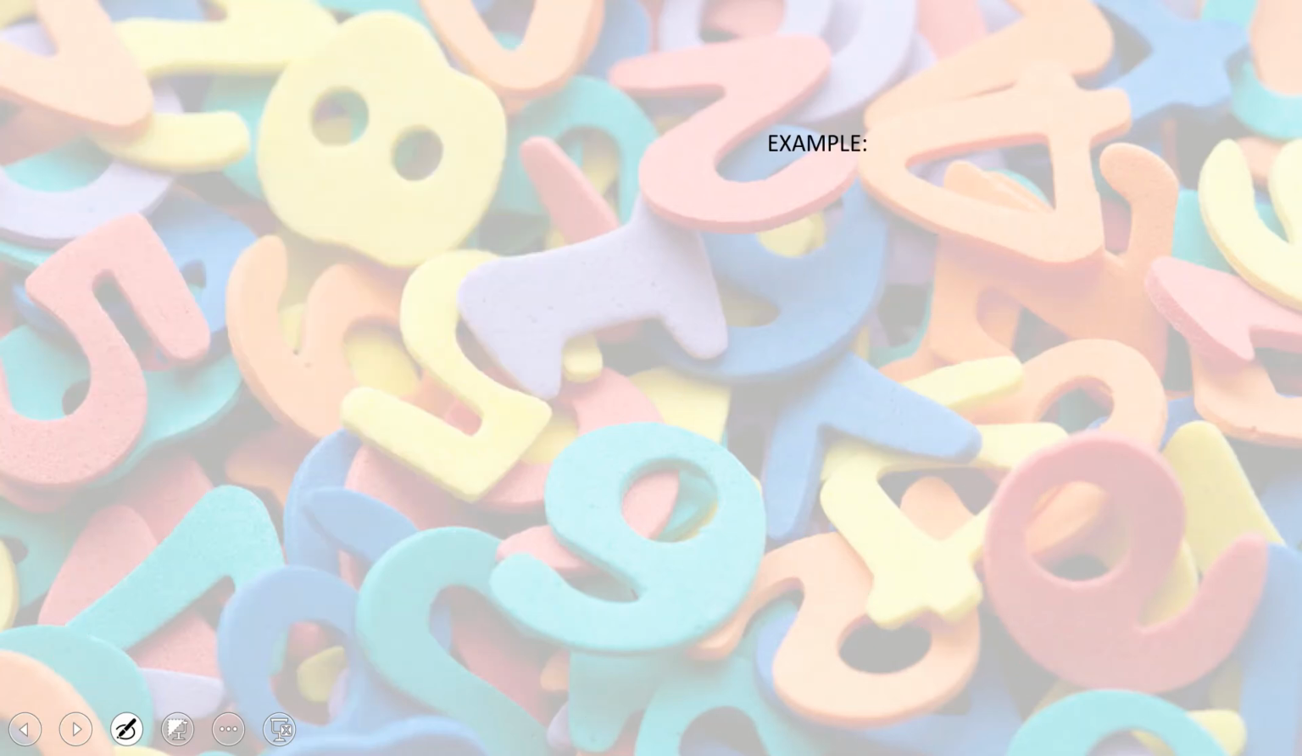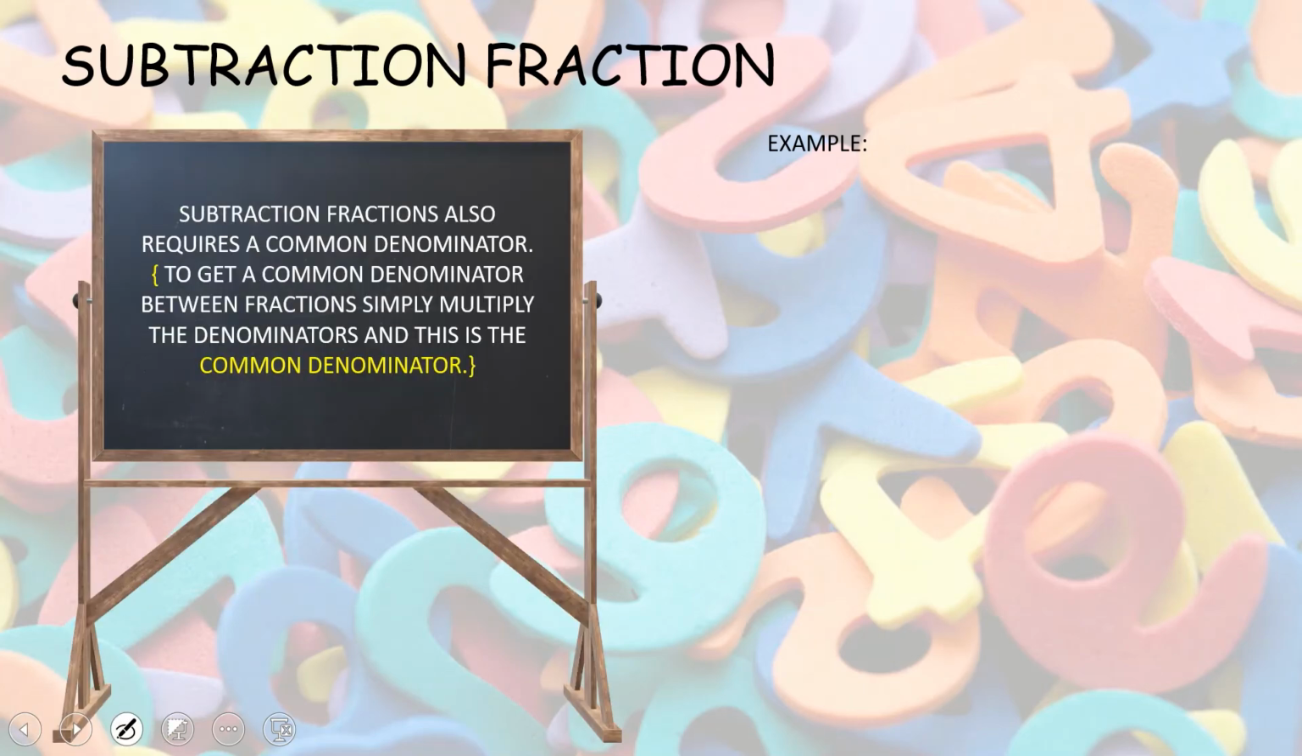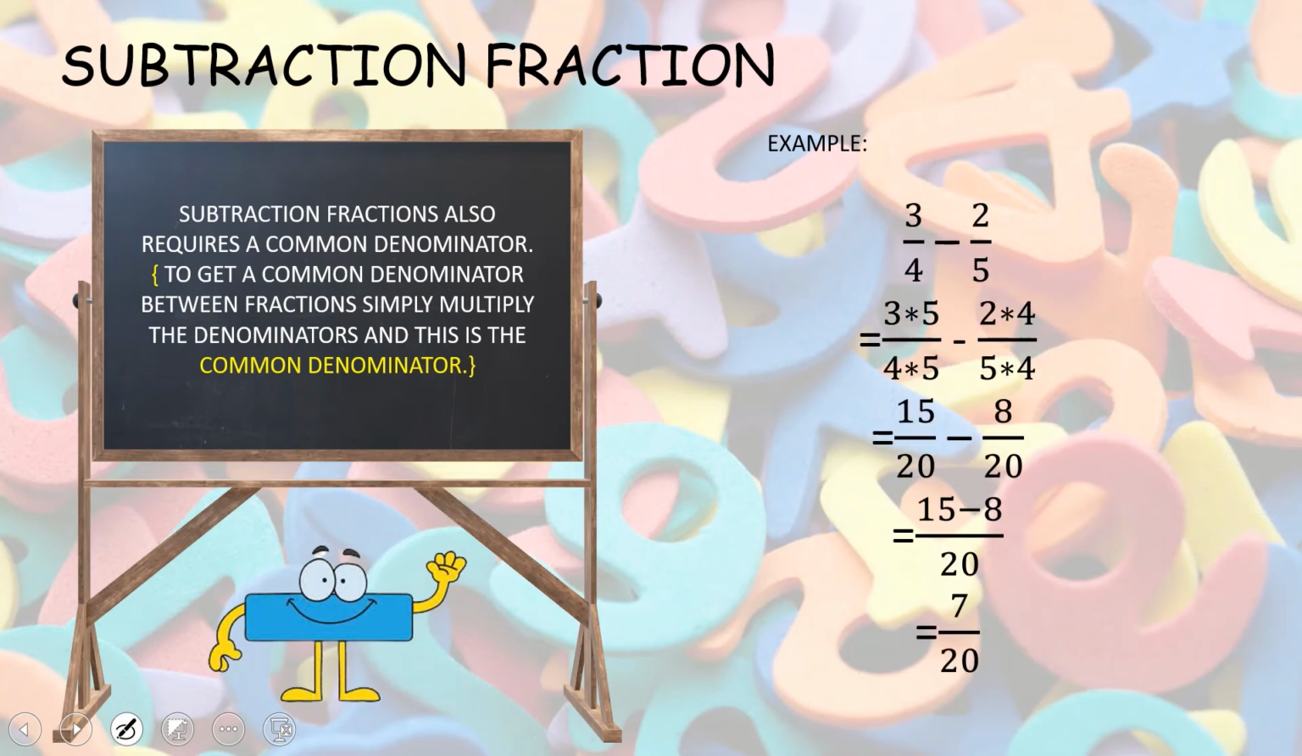Next, moving forward to subtraction fraction, we have the same set of rule what we have followed for addition. Here in subtraction fraction also we require a common denominator. Now when we look at an example, we have our 3 by 4 minus 2 by 5. Now you can see over here even our denominators are not same.